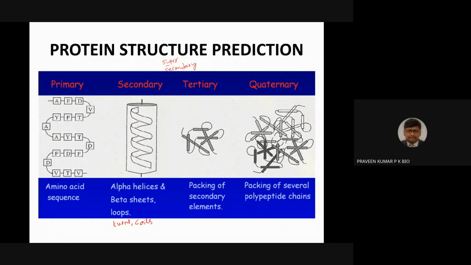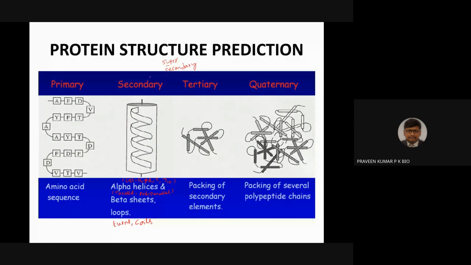Even in alpha helices, one can find types like left alpha helices, right alpha helices, pi helices, 310 helices. So likewise, we have the types of alpha helices. And beta sheets, we generally have two classes. One is parallel, the other is anti-parallel. So this is something about the classes of beta sheets. And we also have loops, turns, and coils, which come under the category of secondary structure.